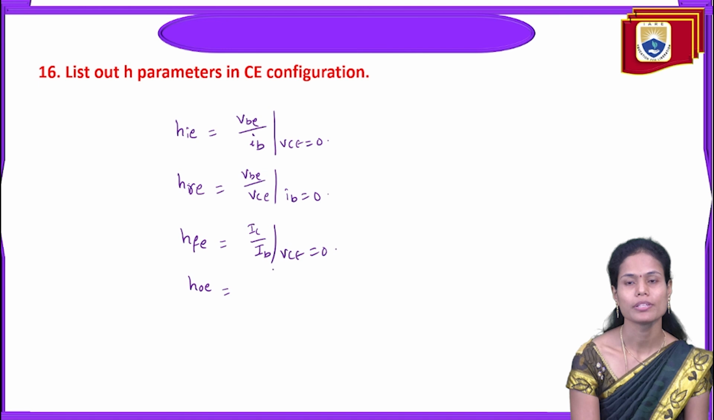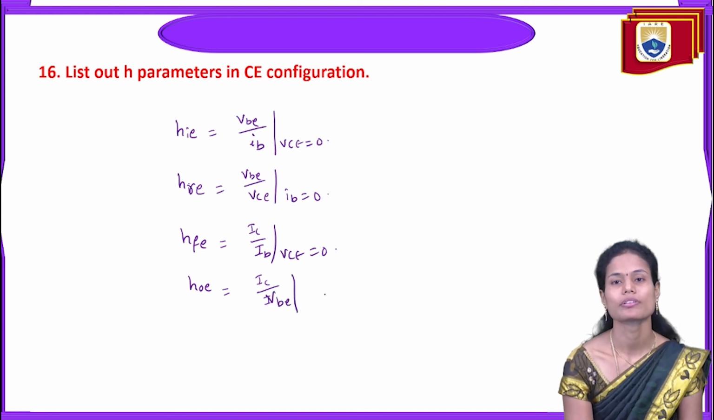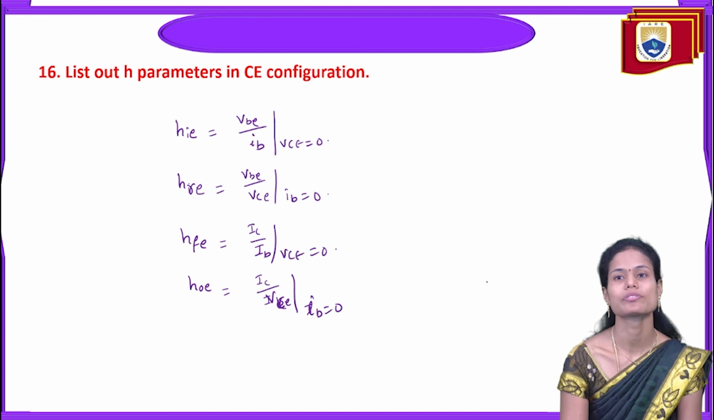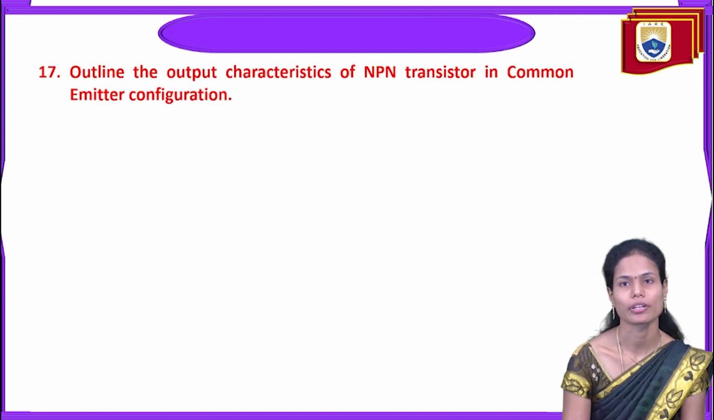Output admittance means output current by input voltage, that is IC by VCE whenever IB equal to 0. So this is the output admittance in the case of CE configurations, and these are the H parameters in the CE configuration. And next, outline the output characteristics of NPN transistor in common emitter configuration.